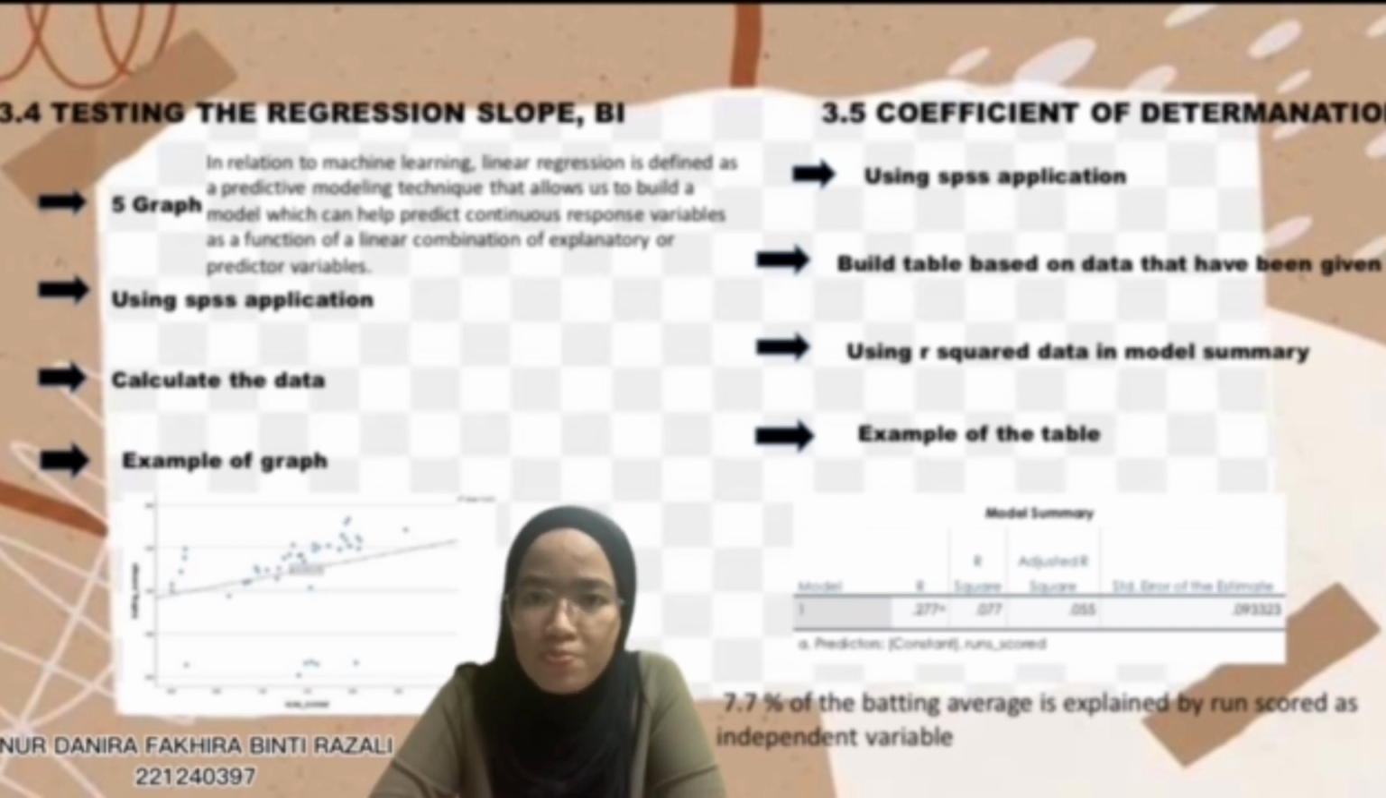By using the SPSS application, I also built the table based on the data that was given by my lecturer through e-learning. There are examples in the slide. There are tables that I created from y, x1 until x5 data. From the table, I use the R-square data in the model summary. As an example, 7.7% of the batting average is explained by using run score as the independent variable.